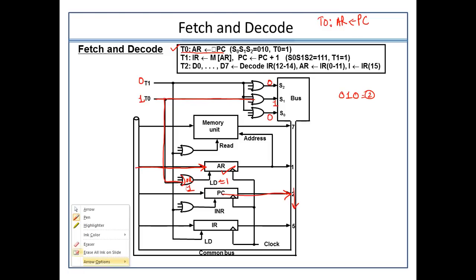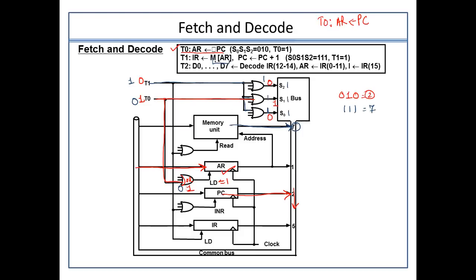Similarly, what will happen when the T1 clock pulse is activated? When T1 is active, T0 will not be active for sure, so this value becomes 0. T1 is active for these three values, meaning S0, S1 and S2 are 000, sorry, 111. It means the seventh bit pattern, which means the memory value. Memory will refer to the address, right? So this data has been taken.